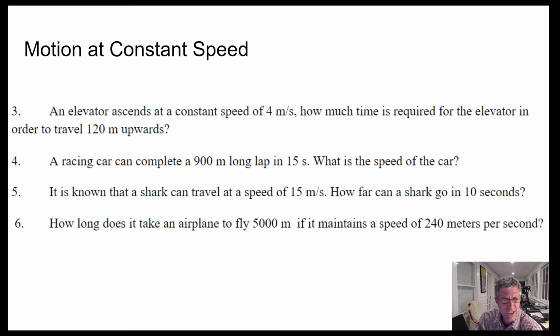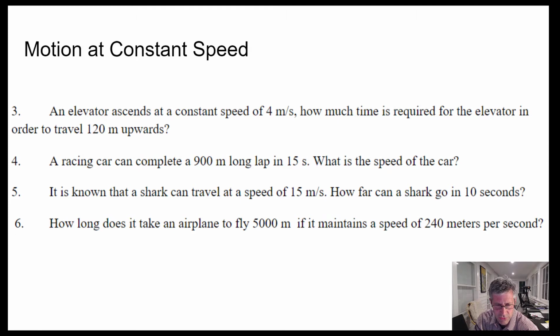Two sets. First one, some motion at constant speed. An elevator ascends at a constant speed of 4 meters per second. How much time is required for the elevator to travel 120 meters upwards? Okay, so let's do a couple things.